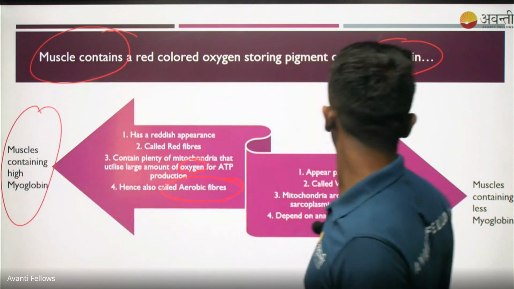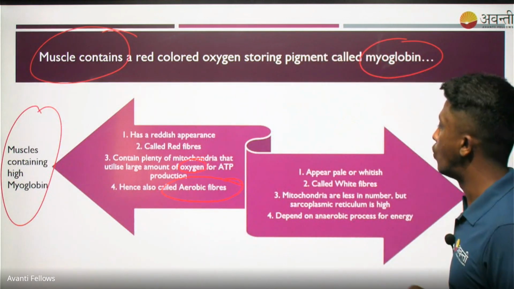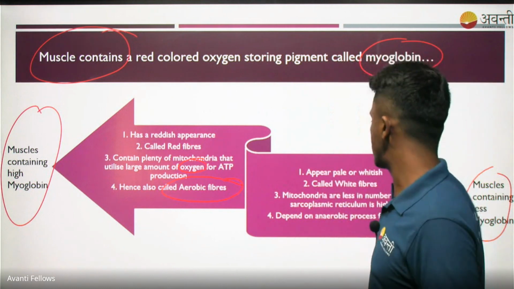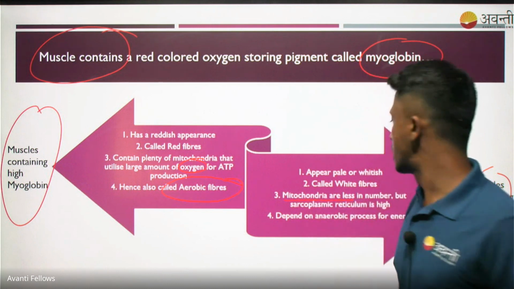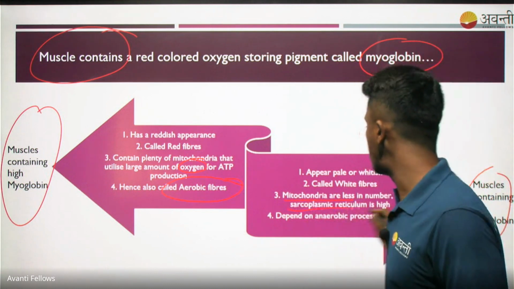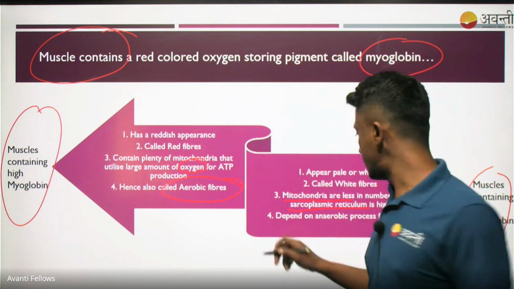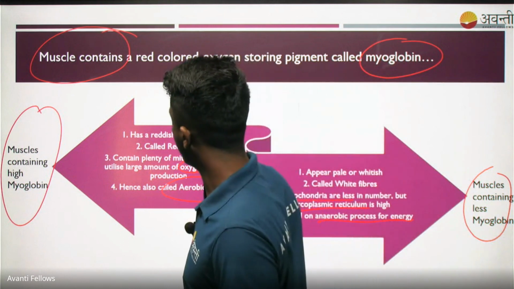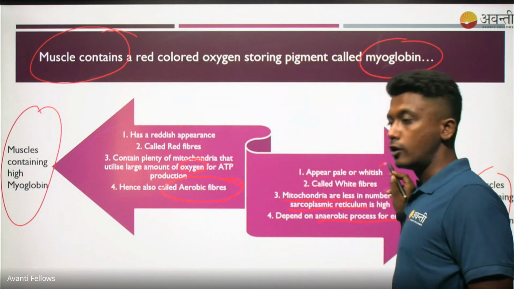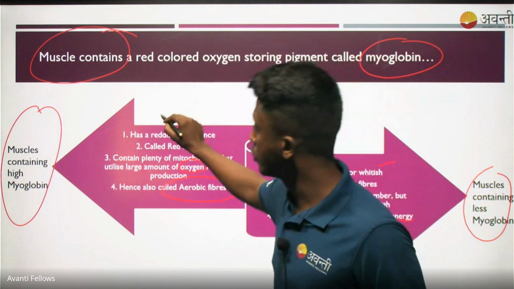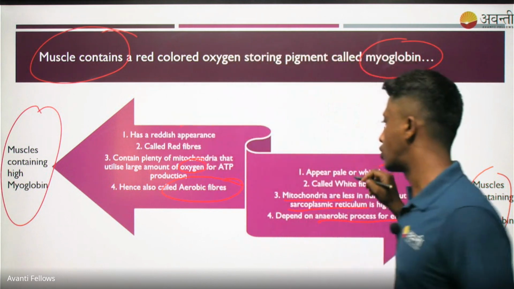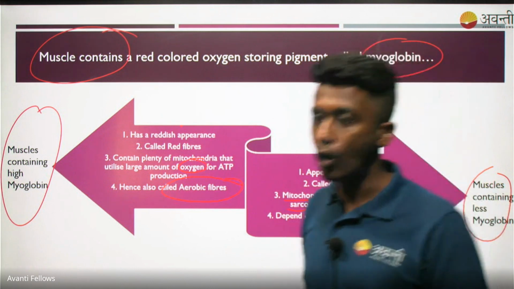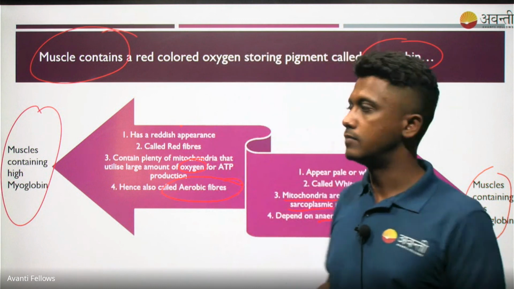Some muscles are very low in myoglobin. We call them white fibers, or white muscle fibers, or white muscles. These white muscle fibers have very few mitochondria, and they have a very high sarcoplasmic reticulum, and they depend on the anaerobic process for energy. So here, they depend on the aerobic process for energy. Here, they depend on the anaerobic process for energy. Here, the number of mitochondria is very, very high. Here, the number of mitochondria is very low, but the sarcoplasmic reticulum is very, very high. This is a very important difference that you have to understand when it comes to muscles.